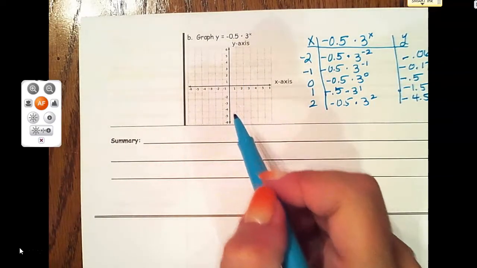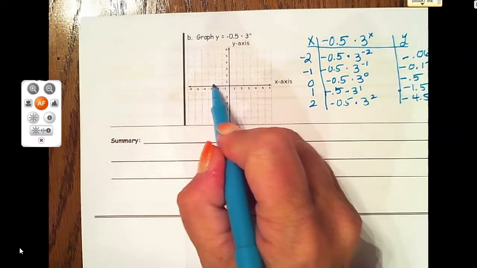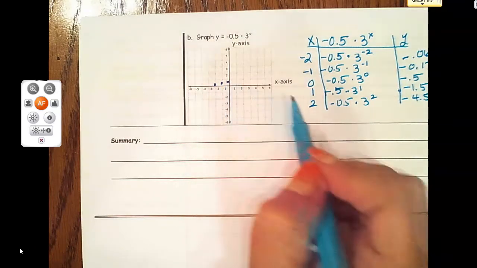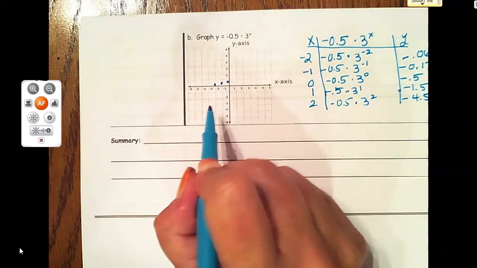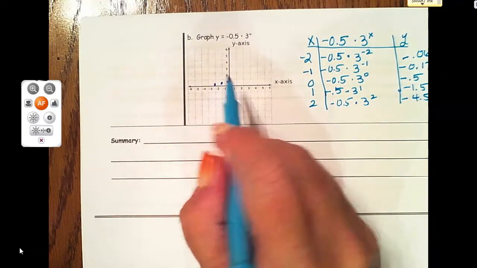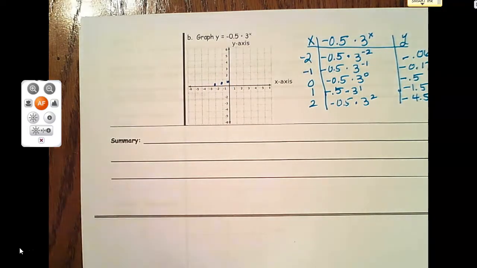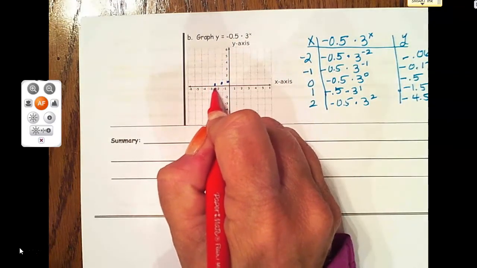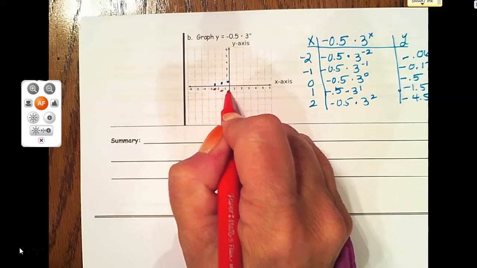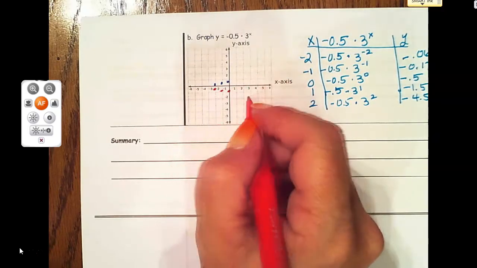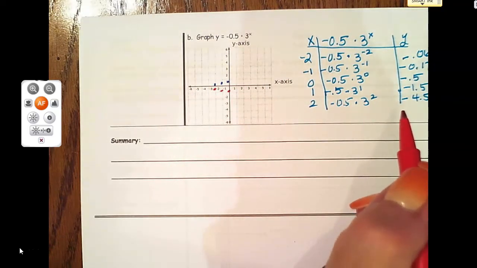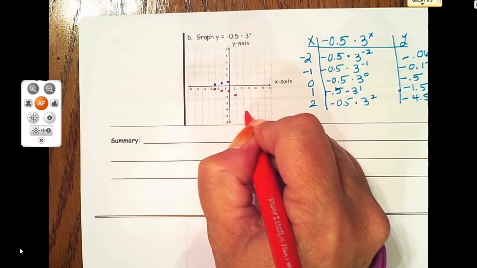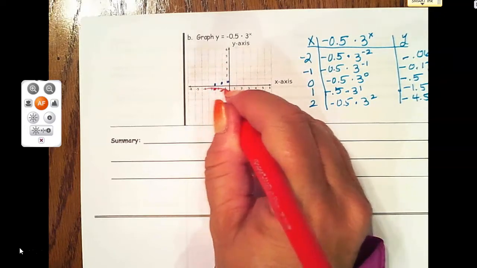So let me plot those points. -2 and -0.06, and then 0 and 1. Oh, these are all negative. My bad. So I need to go back and go on the other side of the x-axis. -2, -1, 0, +1 at -1.5, +2 at -4.5. There we go.